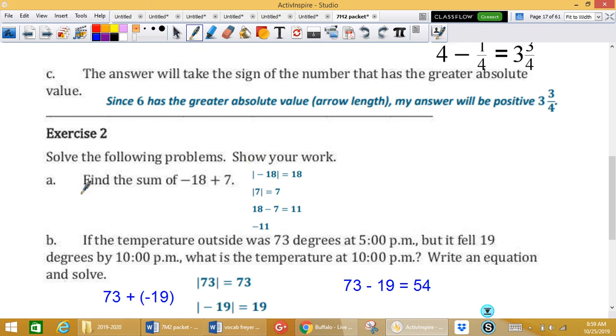Solve the following problem. Show your work. Find the sum of negative 18 plus 7. So I found the absolute values, subtracted them, got 11. And because negative 18 is larger, it's going to be negative 11.